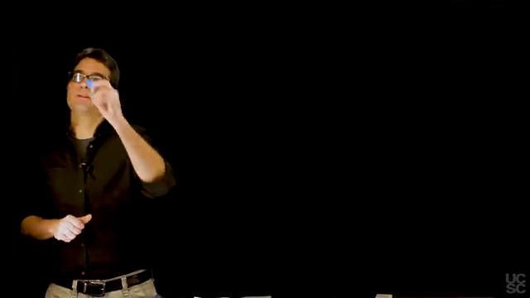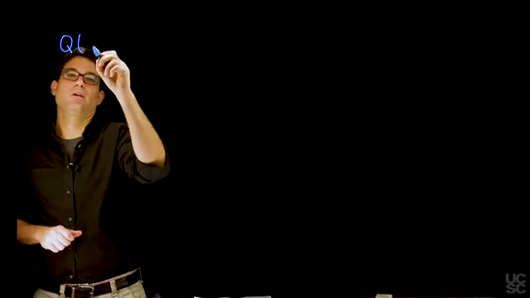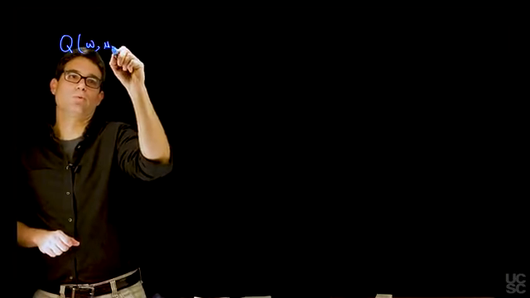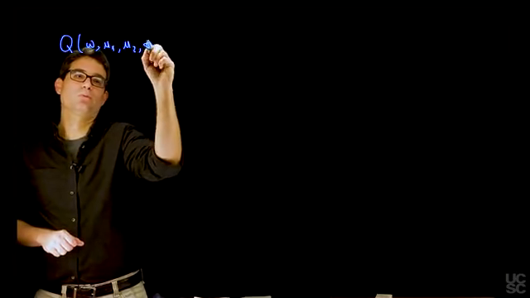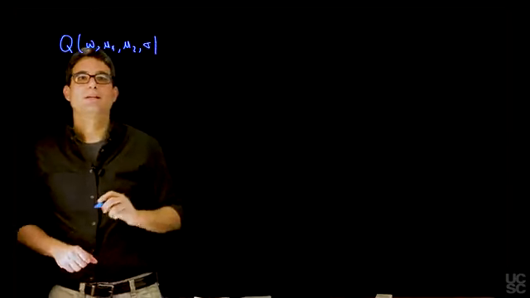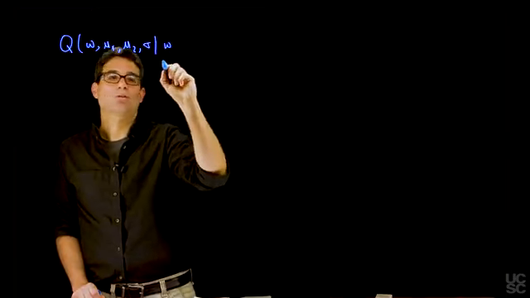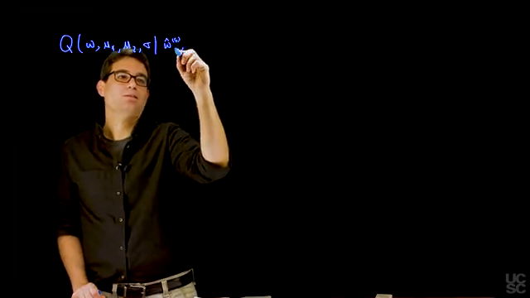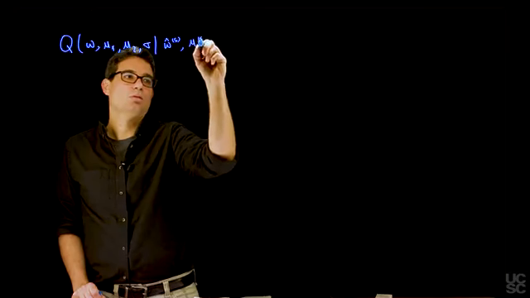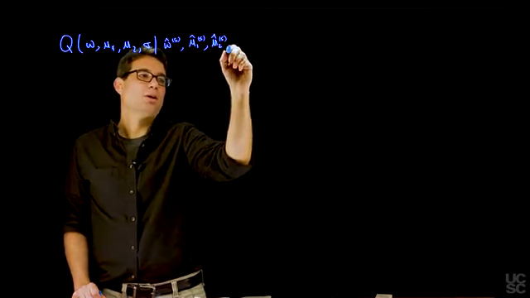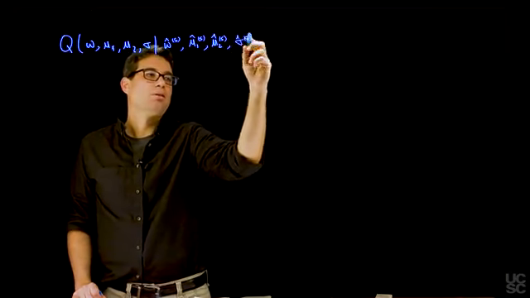The next thing that we need to do is write the Q function for this particular model that we're going to optimize. Remember that the Q function is a function of the parameters, in this case omega, mu1, mu2, and sigma, given the current estimates of those parameters. So given omega hat of s, mu1 hat of s, mu2 hat of s, and sigma hat of s.